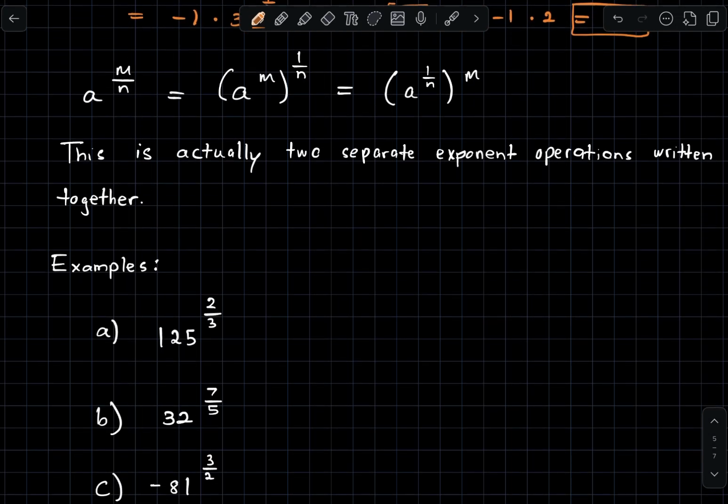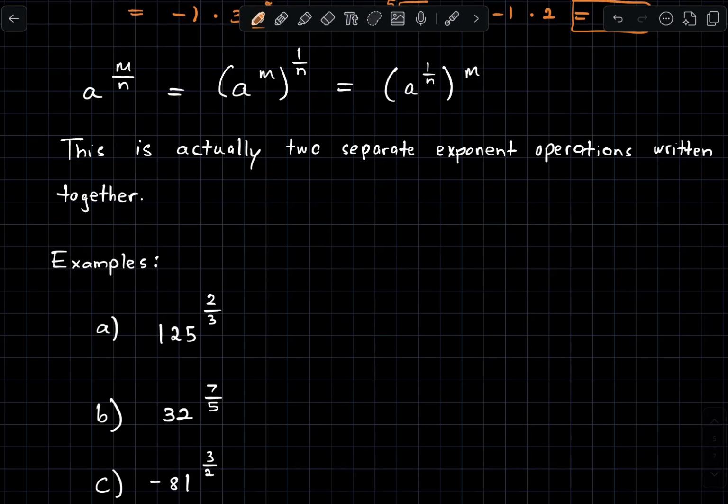This can get a little bit more complicated, of course. In math, it can always get a little bit more complicated. You might have something like a to the m over n power. Now, there's 2 different ways of thinking about this. You can think of this as, well, this is just a to the m, all of it raised to the 1 over n power. And that's why we multiply them together and put them like this.